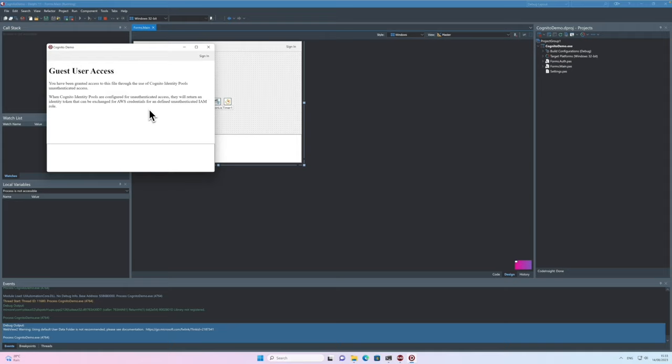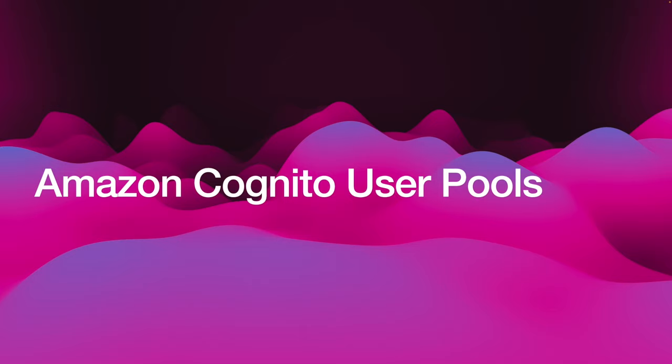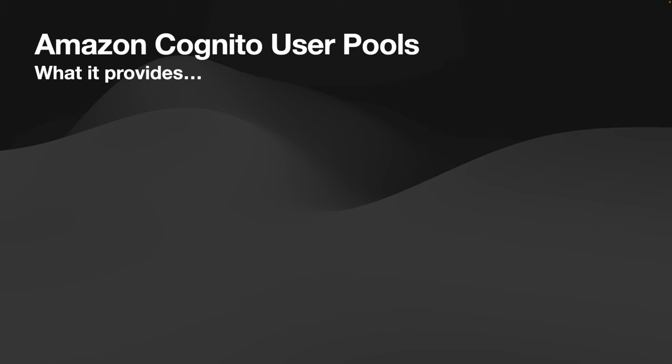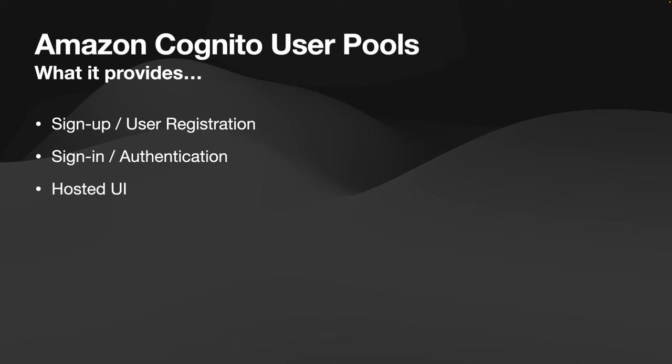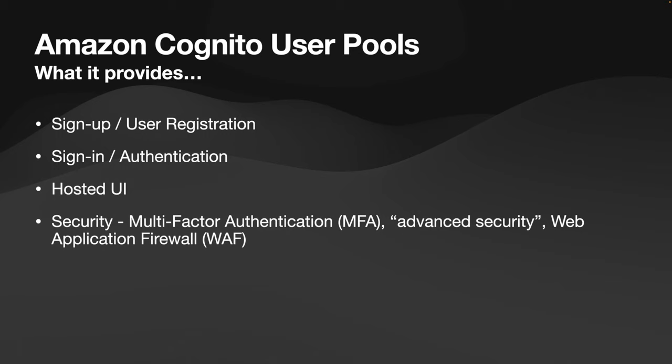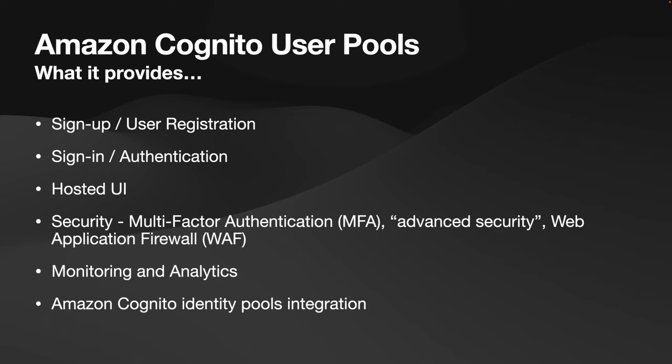Okay, now we've seen Cognito in action. Let's take a look in more detail at the user pools and what they provide. They provide you with sign up, user registration. They provide you with sign in authentication. They provide you with a hosted user interface that allows you to very quickly enable these other services like sign up and sign in without really doing much yourself at all. They provide security in the form of multi-factor authentication. There are advanced security features of Cognito, and there are integrations to the web application firewall from AWS, providing another layer of security. And they provide monitoring and analytics and integration to Amazon Cognito identity pools. More about that a little later.